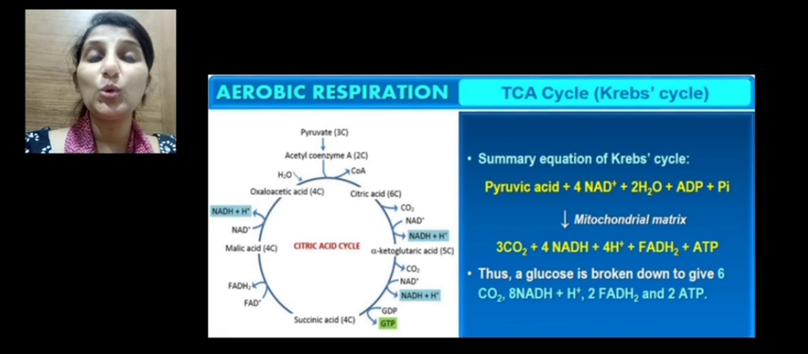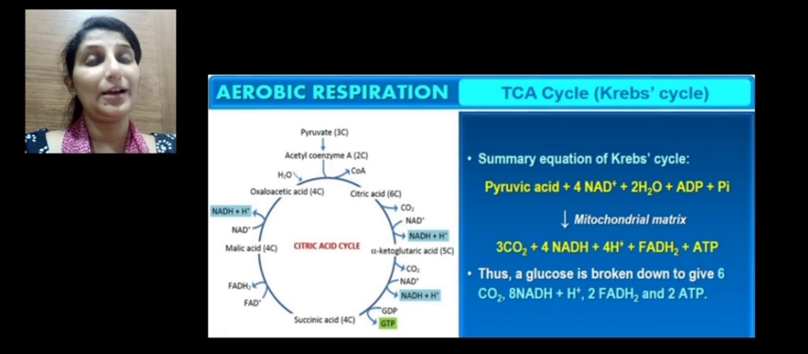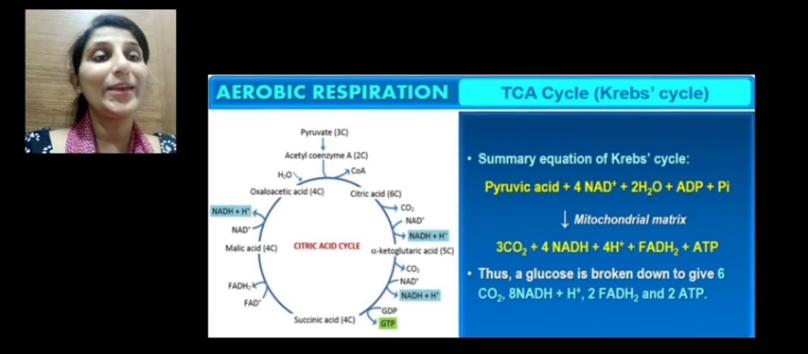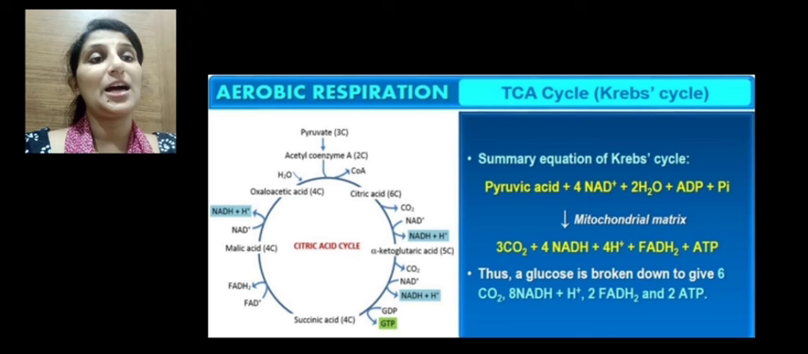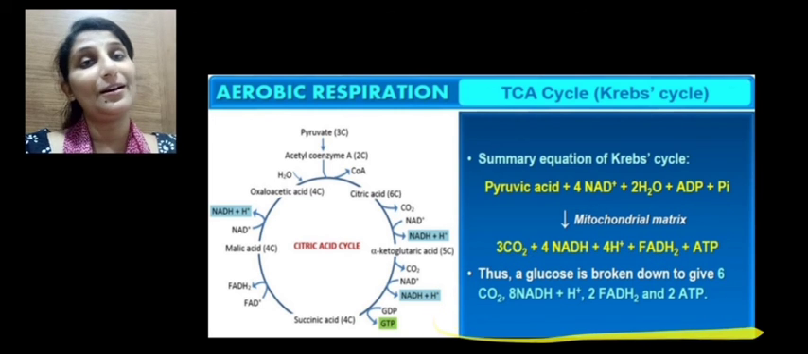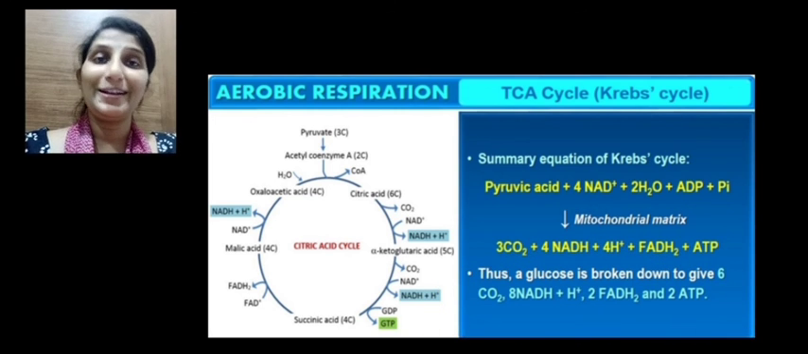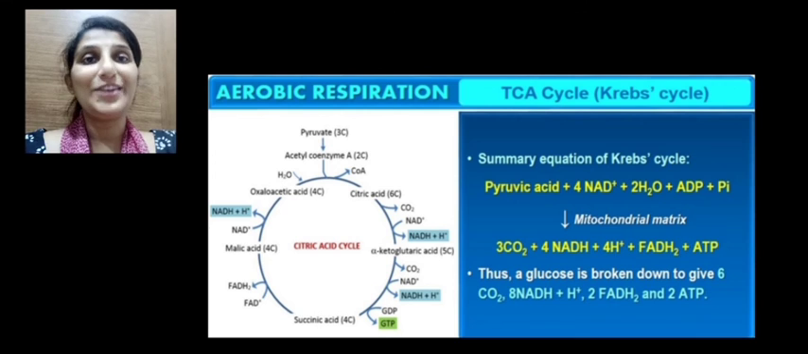And as we know, when glucose was broken down in glycolysis to pyruvic acid, 2 molecules of pyruvic acid were formed. So we can double all the amounts of the products formed over here. So that is 6 carbon dioxide plus 8 NADH plus 8 H plus, 2 FADH2 plus 2 ATP. So that is the net gain of products formed after a Krebs cycle. Okay. So dear children, hope the concept is clear for you. Thank you.